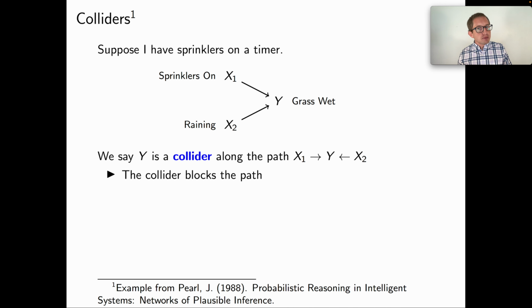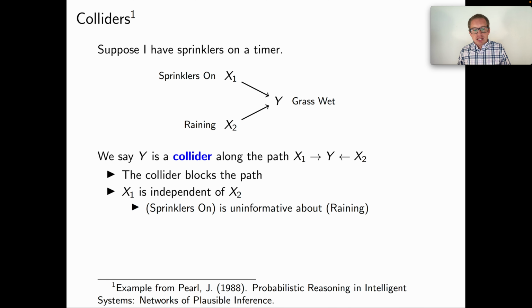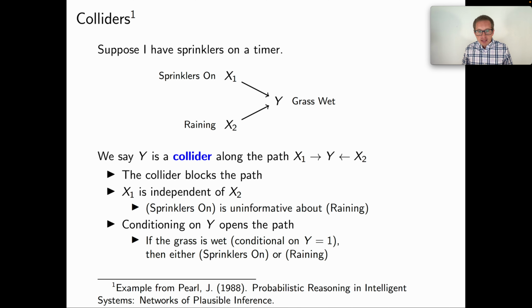If you think in the whole population, there's no association between whether my sprinklers are on and whether it's raining. After all, the sprinklers just come on every day at the same time. In this case, x1 is independent of x2. Yet conditioning on y opens up a statistical association through this path. Once I know that the grass is wet, then I know that either the sprinklers have to be on or it's raining. This is what can be tricky about colliders. They don't create an association when they're left alone, but as soon as you adjust for that variable, the grass being wet, you create an association between x1 and x2.